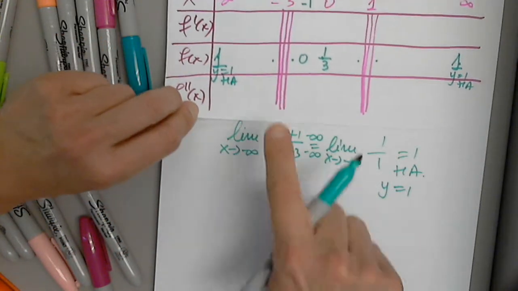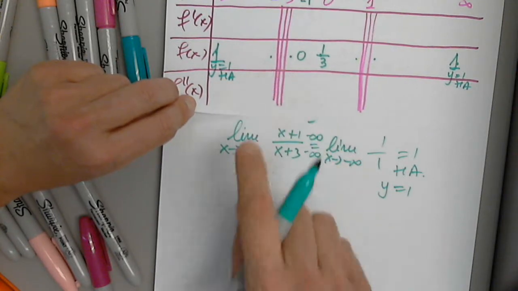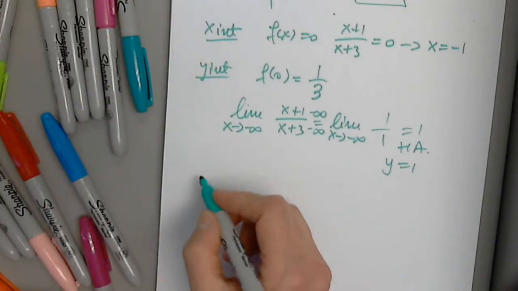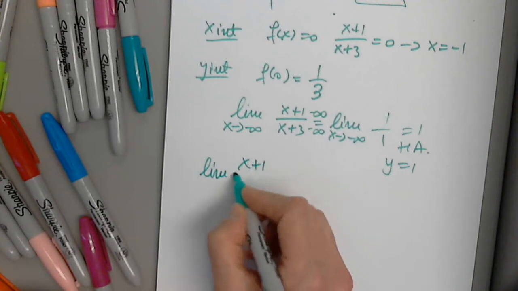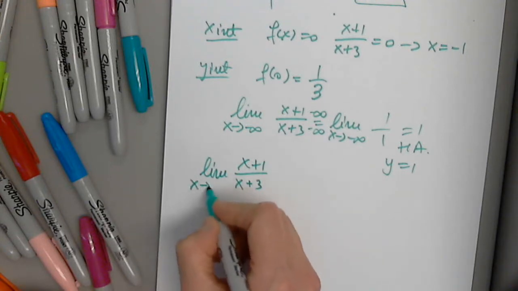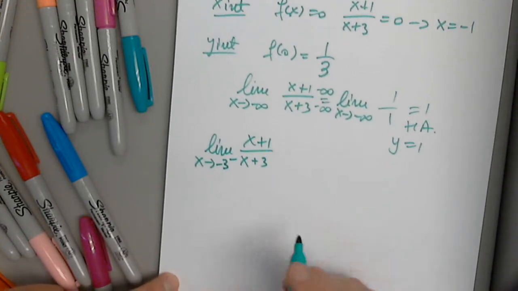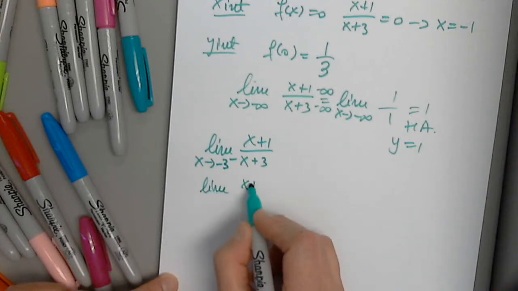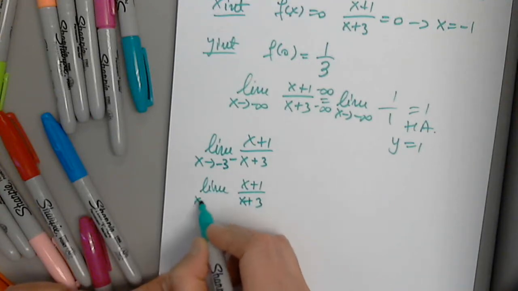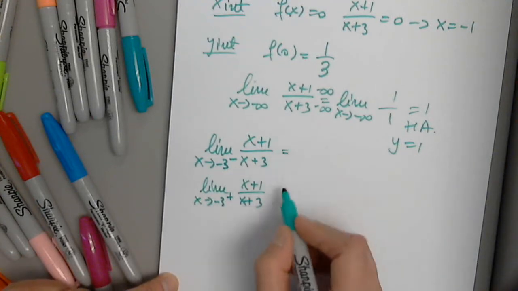And that's the end behavior. Now I want the limits left and right of -3. Limit of (x + 1)/(x + 3) as x approaches -3 from the left, and limit of (x + 1)/(x + 3) as x approaches -3 from the right.